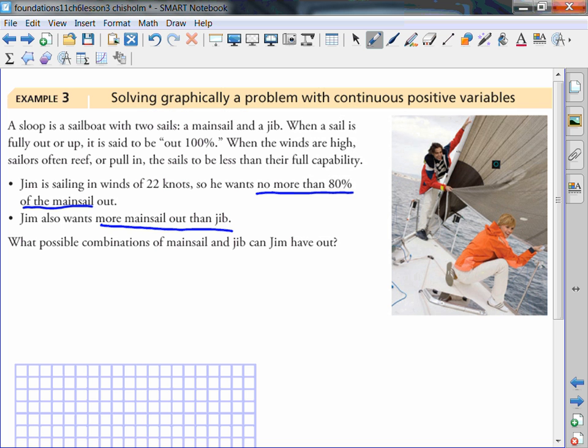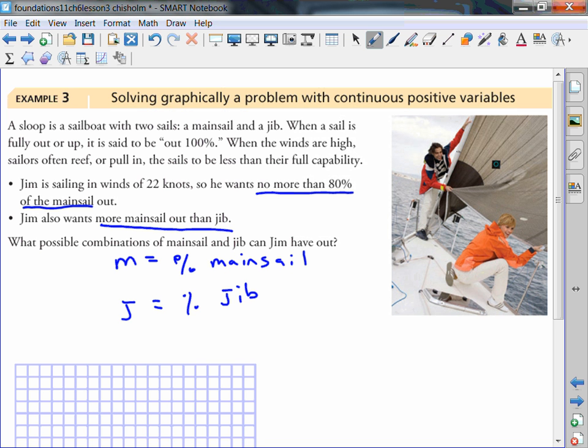Step one, variables. We're talking about M for mainsail or percent of the mainsail. And J is the percent of the jib. Step two is our restrictions.